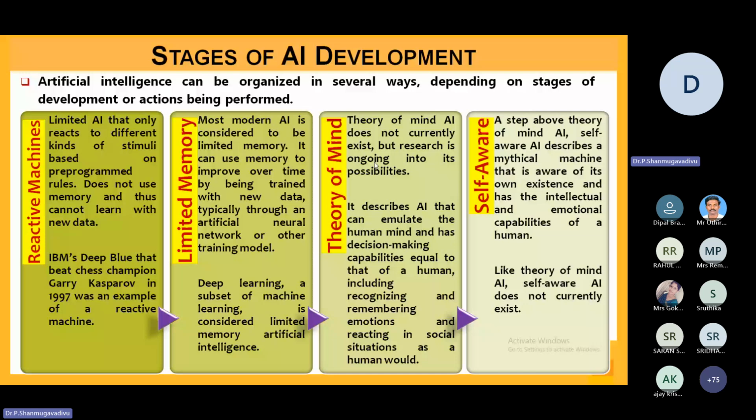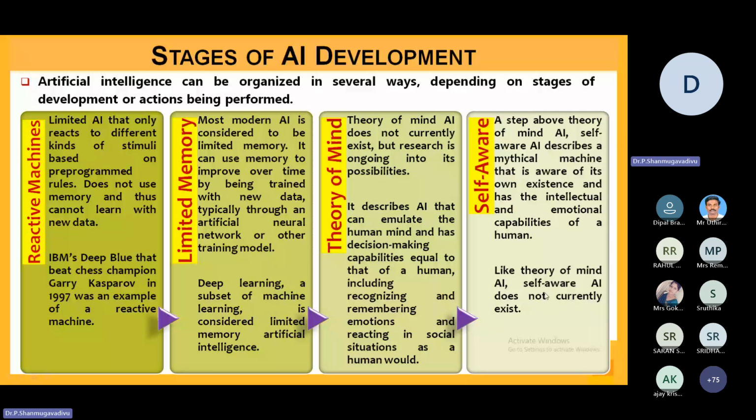Then self-aware, a step above theory of mind. Self-aware AI describes mythical machines that are aware of their own existence and have the intelligence and emotion capabilities of humans. And like theory of mind, self-aware AI does not currently exist. So this is the future of artificial intelligence: self-aware AI.